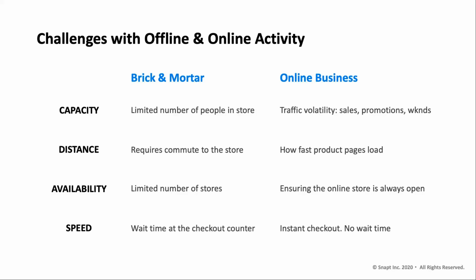And then if we take a look at availability, of course, with the brick and mortar example, we're limited to the number of stores we have, whether it's local, regional, national, or even worldwide presence. And that could play a factor in how effective we are and what size of the market we are able to address. With online businesses, our main priority is ensuring that the door is always open, is uptime, is ensuring that our website is never experiencing any type of outage, and be able to really maximize our efficiency throughout the entire period of 24 hours.